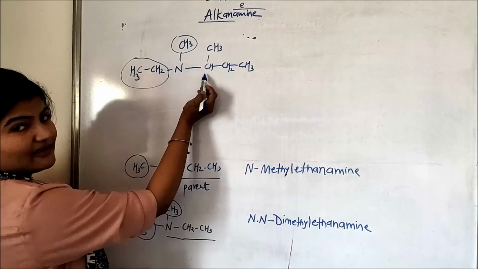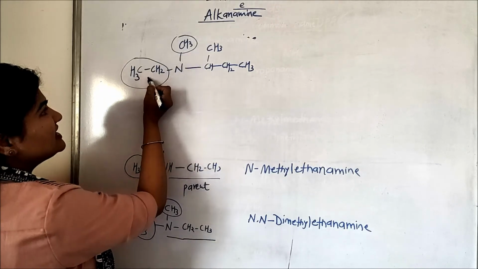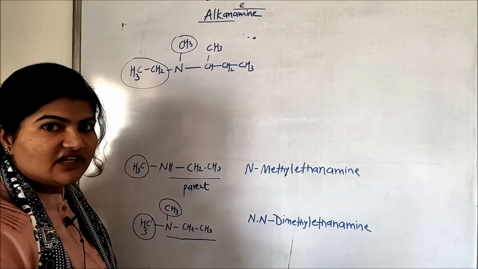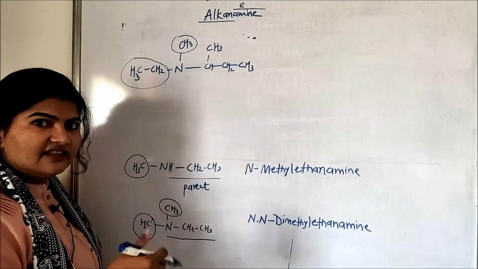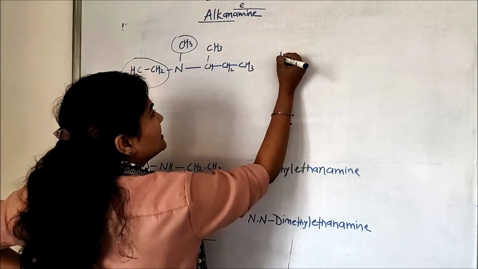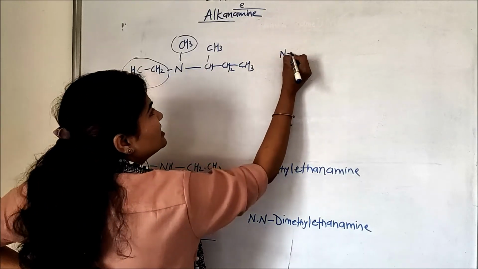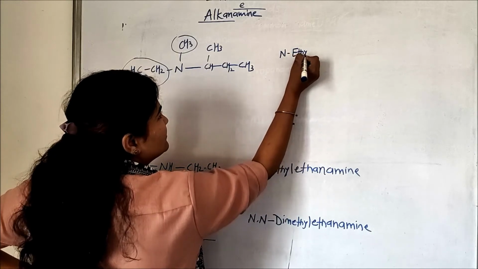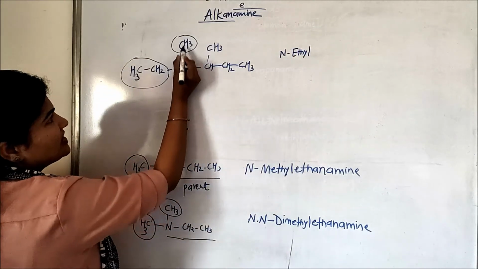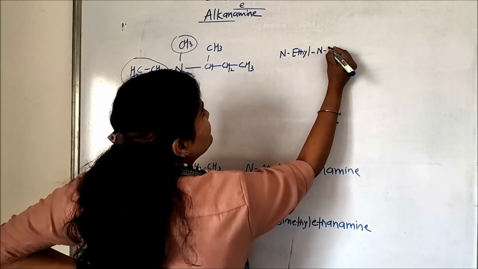Now 2-butanamine will be our parent, right? And on the nitrogen, there is one methyl and one ethyl. So alphabetically how are we going to write, first ethyl then methyl. So now just look how I am writing. N means to this nitrogen the first ethyl group is attached. I will write ethyl first. Now to the same nitrogen a methyl group is attached. So N-ethyl, N-methyl.